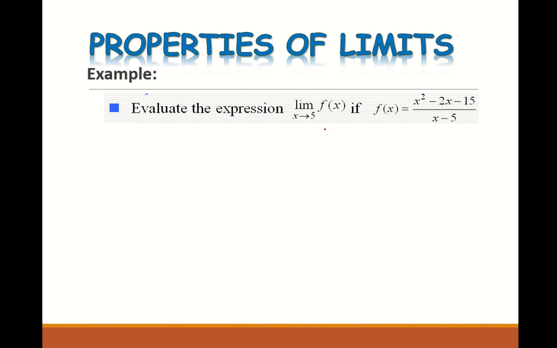Now if you also substitute x equal to 5 into the numerator, what will happen? This is 5 squared, so 25, minus 2 times 5 is 10, so 15. 15 minus 15 makes 0. The numerator is 0, the denominator is also 0. So does that mean the limit doesn't exist? No. If you have 0 at the numerator and 0 at the denominator, it just tells us that there's a possibility that there's a common factor between the denominator and numerator.